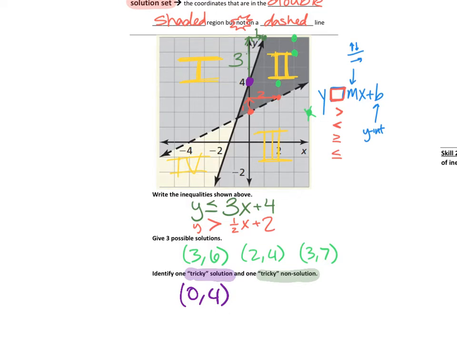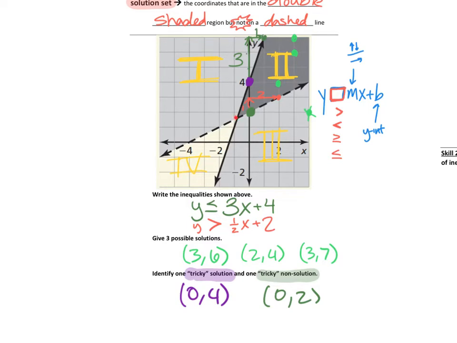If it was on a dashed line. Yeah, if it was on a dashed line, like 0, 2, that's a tricky non-solution. I'm sorry, you can't really see with the screen. I just plotted a point right here. Okay? This is 0, 2. It looks like it's in a shaded region, but it's on a dashed line. Do dashed lines count? No, that is a tricky non-solution. That does not work.